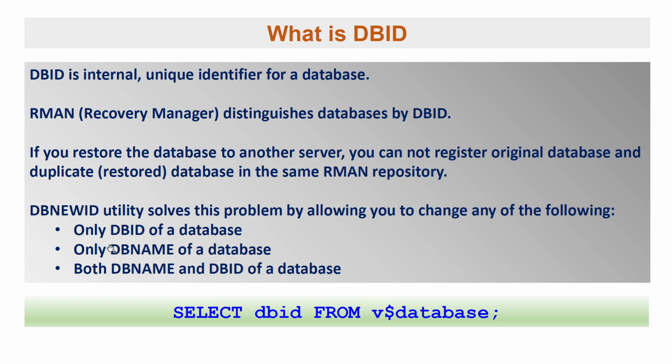If you want to know what's the DB ID of your database, you can use v$database. So you can say select DBID from v$database. Now let's understand this particular problem in a little bit more detail, of why you need to have a different DBID to register the database in RMAN.